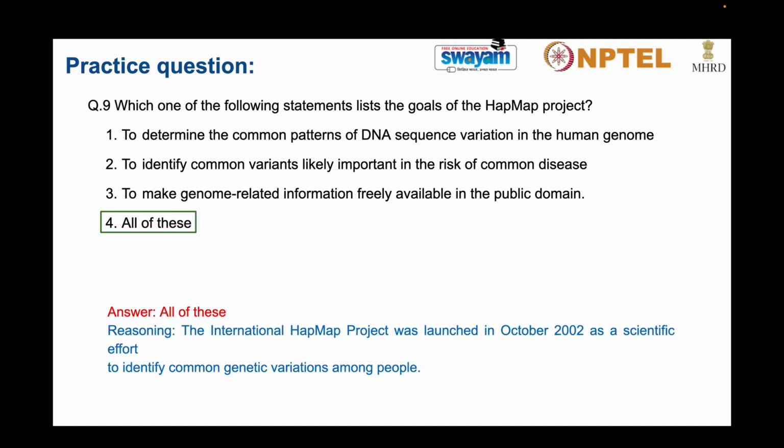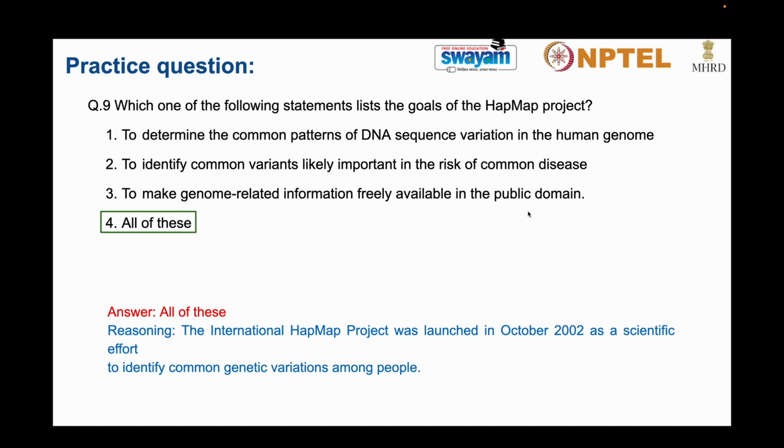Okay, so now let's see. The correct answer is all of these. By using the HapMap project, we can determine the common patterns of DNA sequence variations, because we know what haplotypes are. These are nothing but a combined set of SNPs. SNPs are single nucleotide polymorphisms, or you can say single nucleotide variations that lead to polymorphism. In this way, we can determine the common patterns of this variation. Then to identify the common variants likely important in the risk of common disease. In different diseases also we can see which variant is involved. So we can use the HapMap to check for the variant that could be associated with the disease.